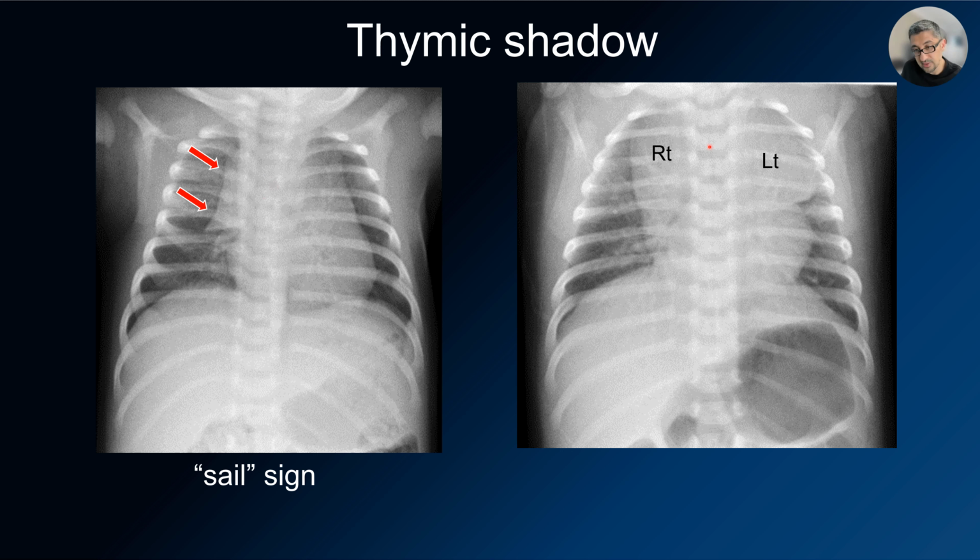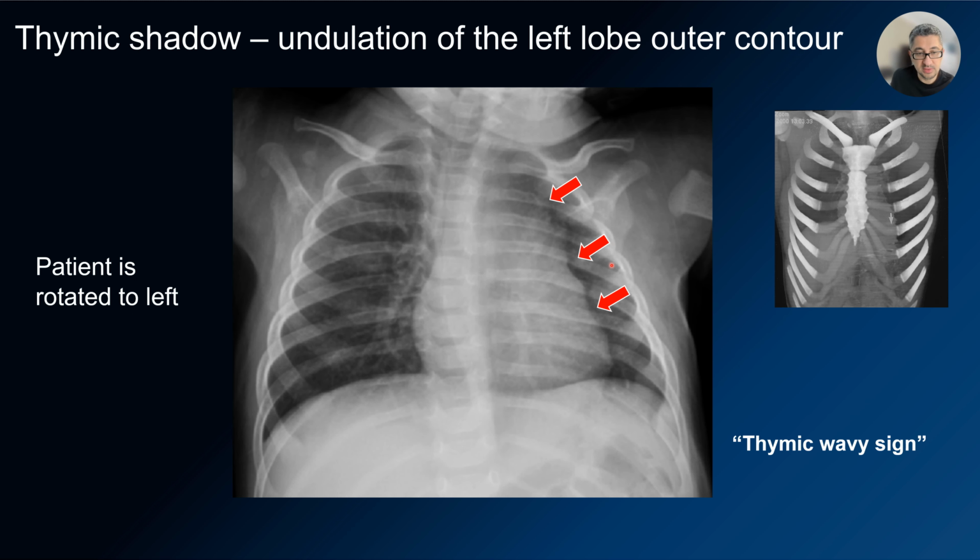And here you see another normal thymus with prominent right and left lobes. When the patient is rotated to the left, the outer contour of the thymus can show an undulation. It's a gentle undulation, and this is caused by the impression of the cartilaginous portions of the ribs. We don't see the cartilaginous ribs, but we can see their indentation, and this is a normal sign called the thymic wavy sign.